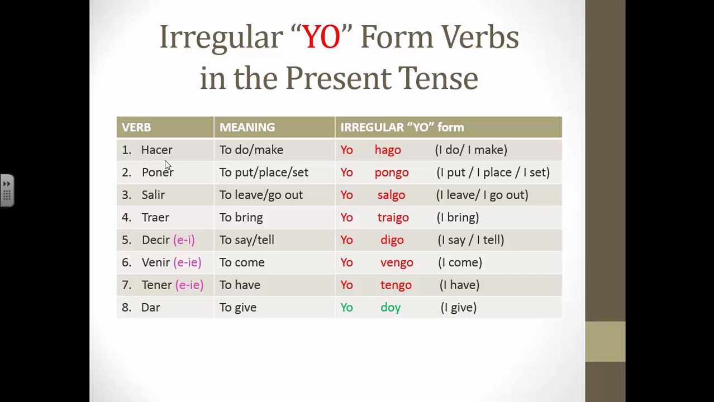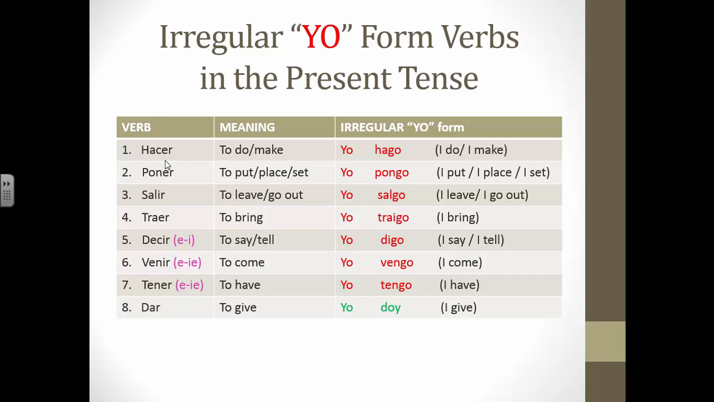So you would conjugate the tú form, the él, ella, usted, nosotros, ellos, ellas, ustedes, you would conjugate those as though it's a regular ER verb, okay? So it's the yo form you have to memorize. So yo hago means I do or I make.